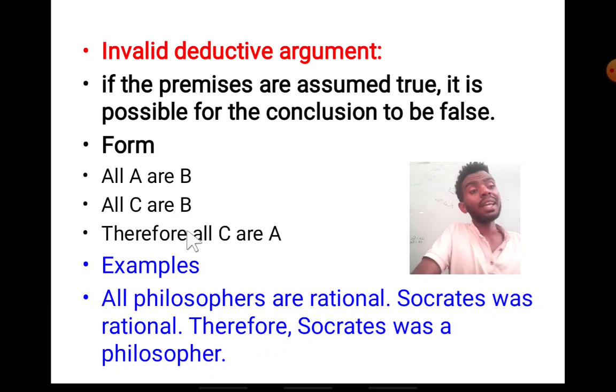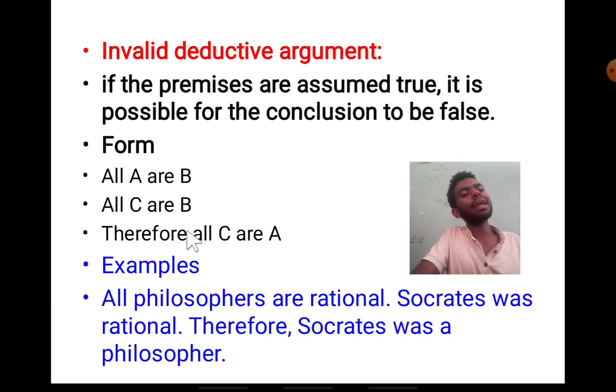It is invalid. Whenever we talk about invalid and valid deductive arguments, we rely most of the time on the inferential claim rather than the factual claim. Example: an invalid argument. All philosophers are rational. We can say that it can be true. Socrates was rational. You can see here.